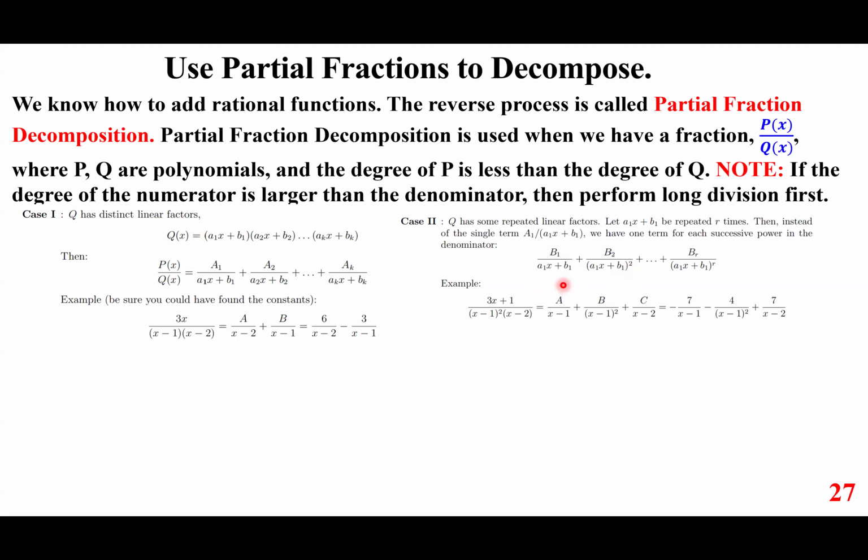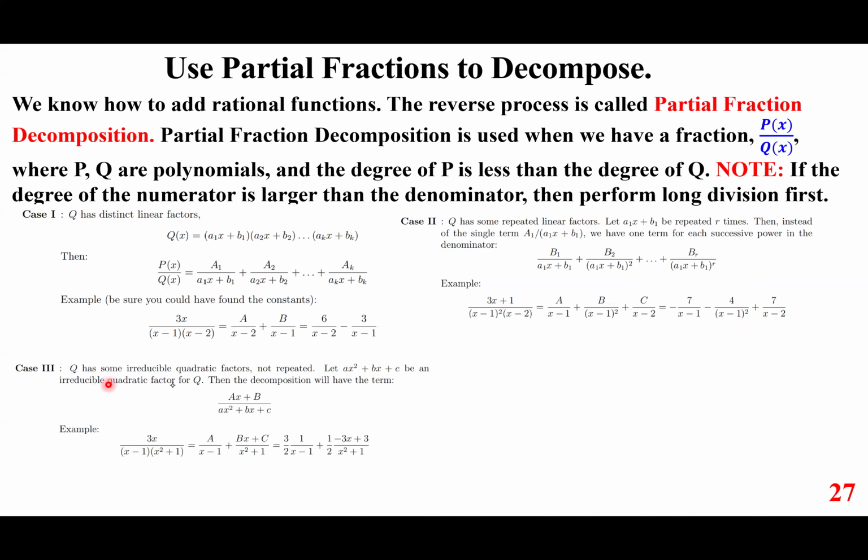Then the methodology is to write a over x minus 1 plus b over x minus 1 squared. If we had it cubed, plus another one over x minus 1 cubed and so forth, and c over x minus 2, and it ends up being what you see here. So this is the second case.